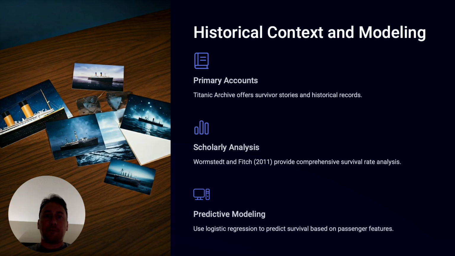Scholarly perspective. From a more scholastic view, we can look at the in-depth review of Wormstead and Fitch 2011, which not only gives specific survival rates but also demographics. In their findings, the general survival rate was 32%, along with 63% of first-class passengers, 47% of second-class passengers, and 25% of third-class passengers. Predictive modeling.